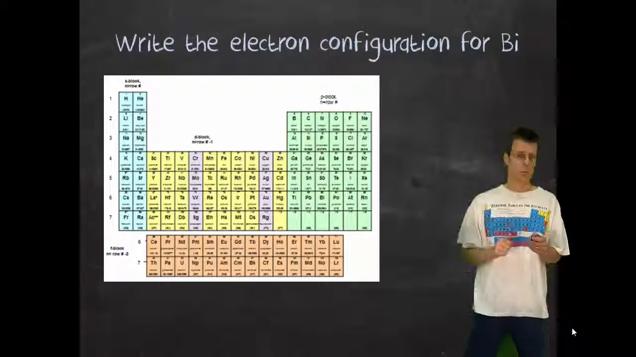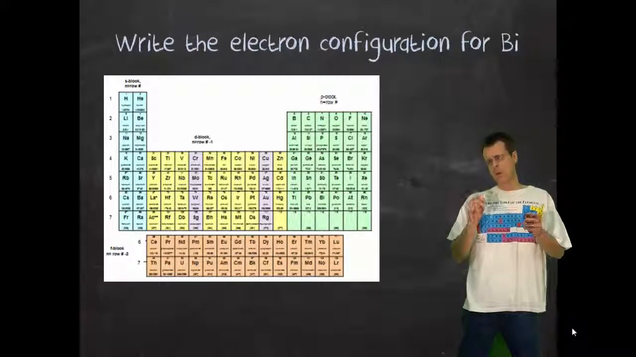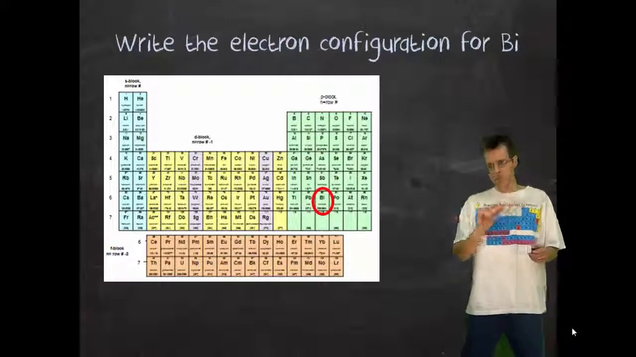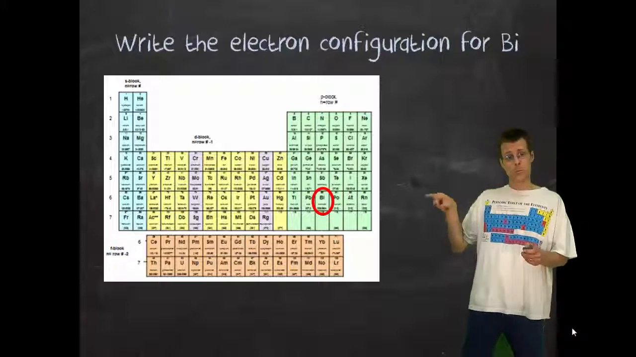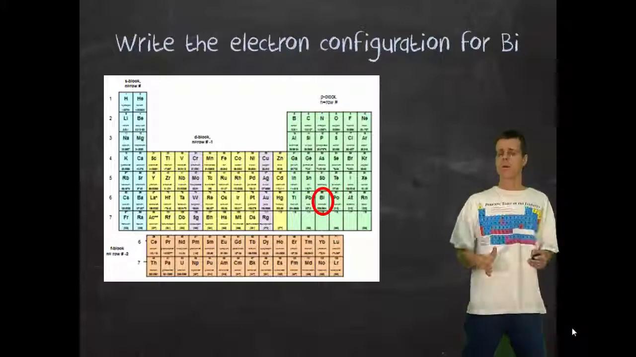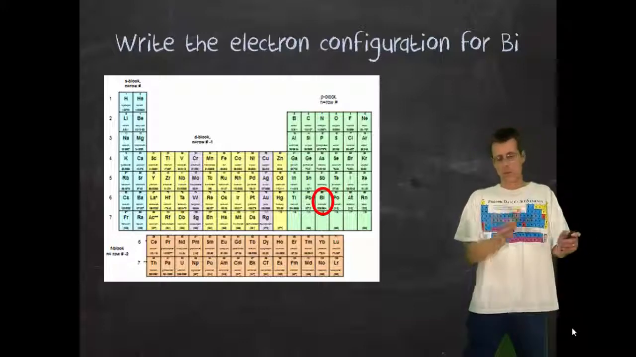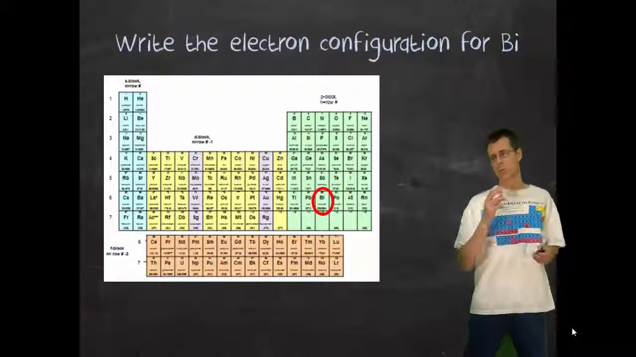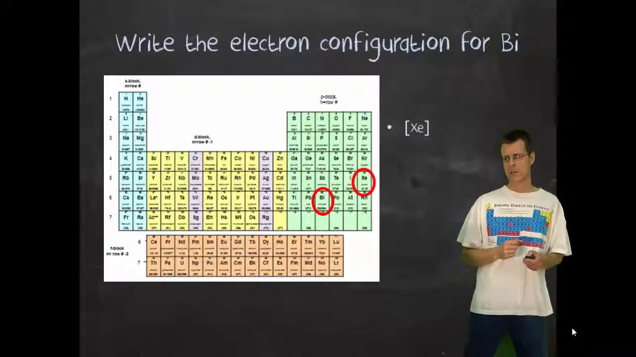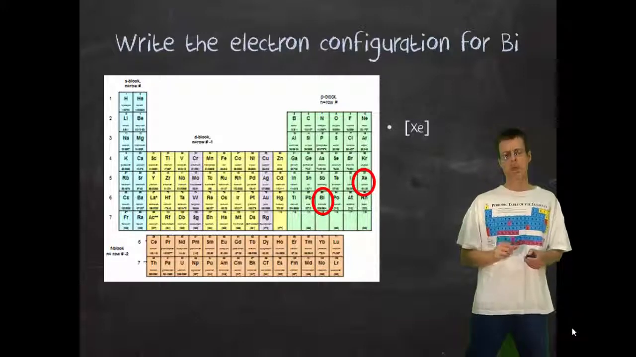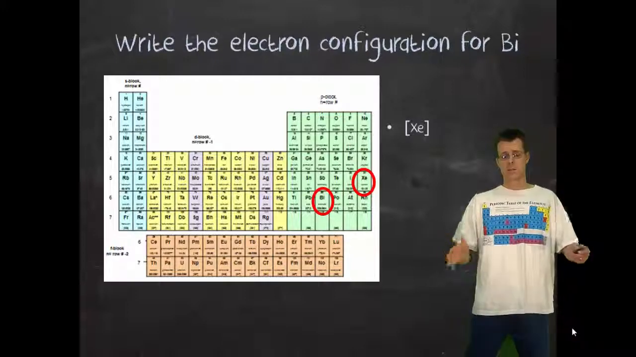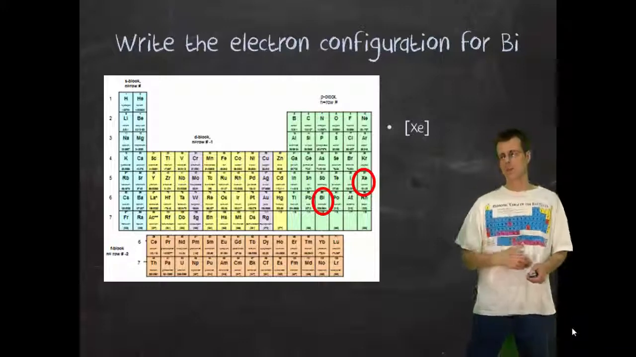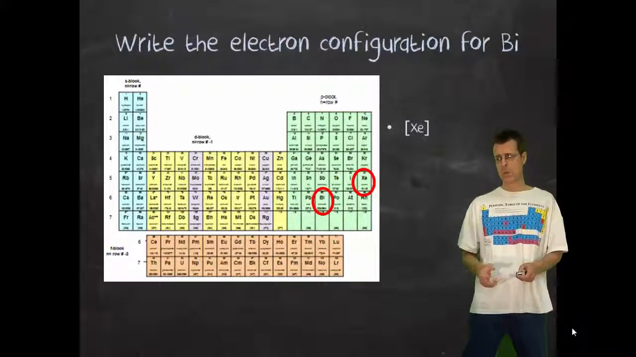So let's try that for bismuth. First we find bismuth on the periodic table. There it is. Lots of electrons. If we were to start from the top at hydrogen, we'd be doing a lot of writing. But we know that electrons are going to fill atoms in a similar way each time. So we'll take our previous noble gas, xenon, and we'll use that in square brackets to say our core electrons, we know, are going to be all the same. They're going to have the same electron configuration as xenon.